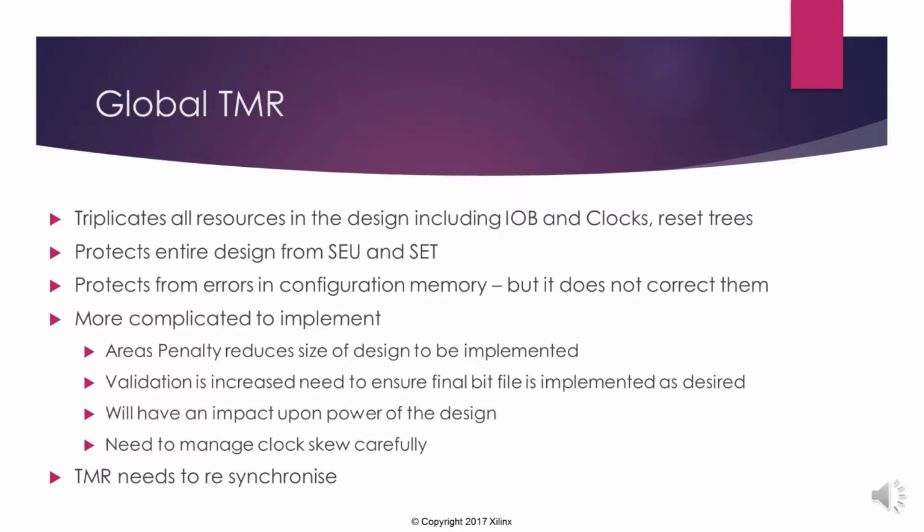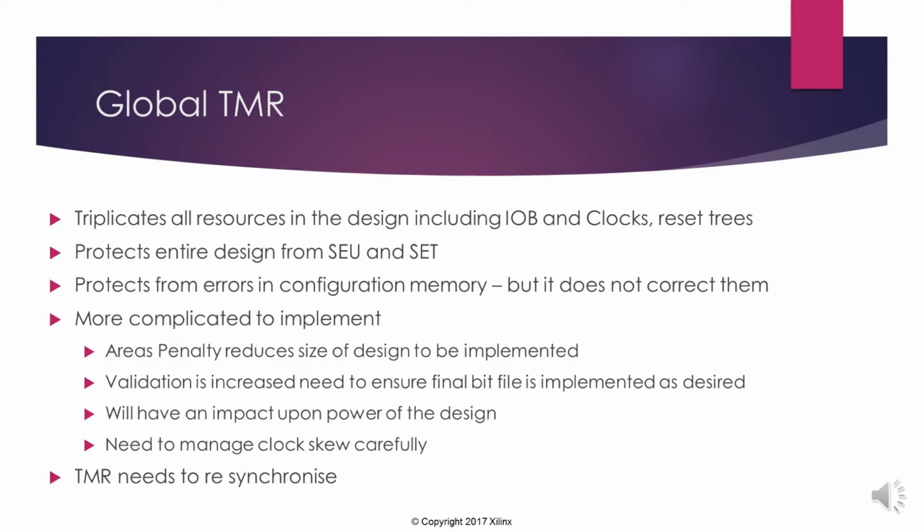Now, we've all heard of triple modular redundancy. I've mentioned it a few times in this talk, but there are many different methods of doing TMR. The first one is global TMR. With global TMR, we triplicate everything within the FPGA in its entirety. So we take the entire design and implement it 3 times in the FPGA. We implement the I/O pins 3 times. We have 3 separate clocks. And we have 3 stripes of the design.